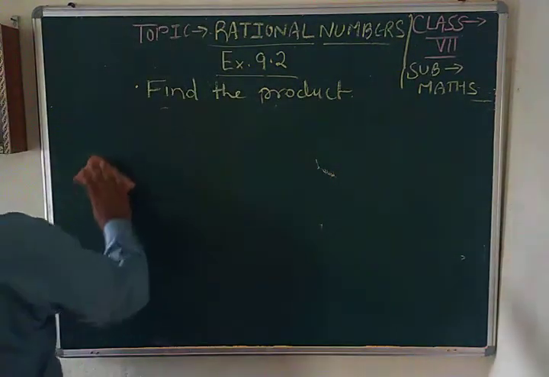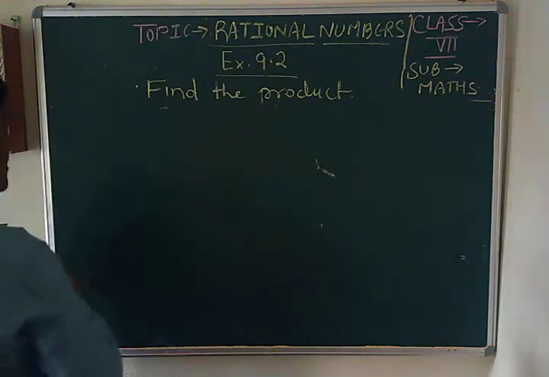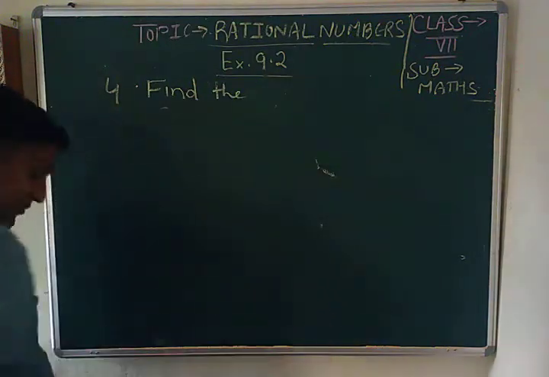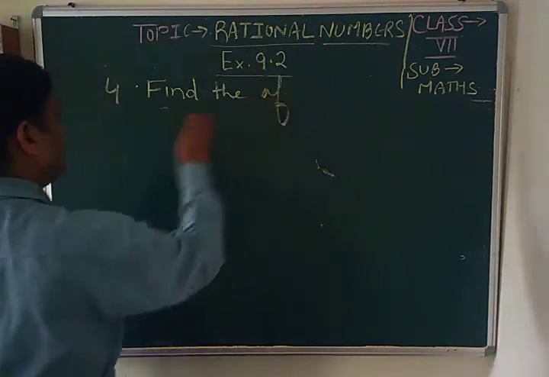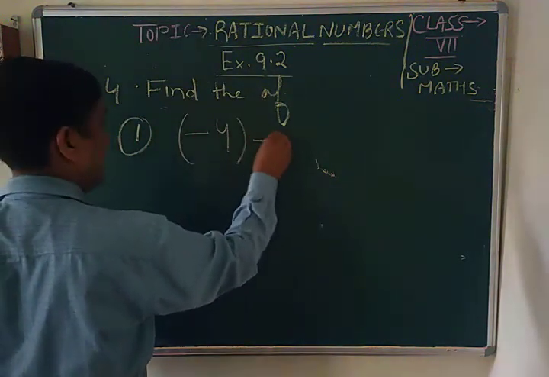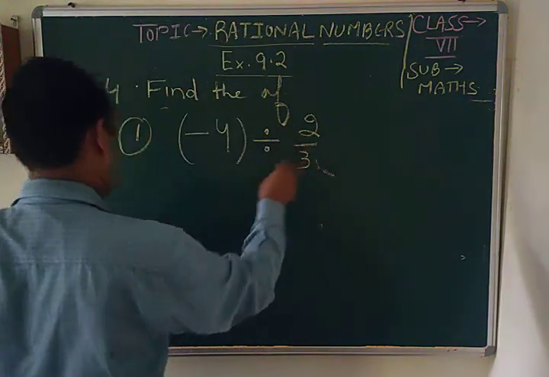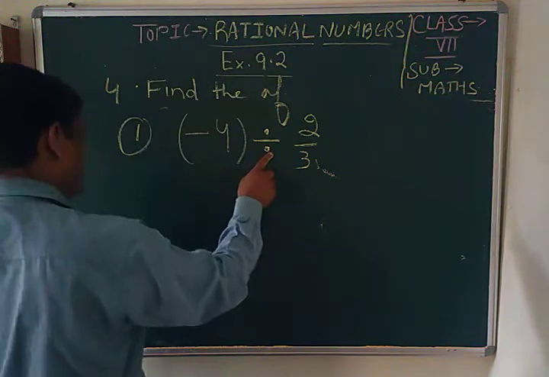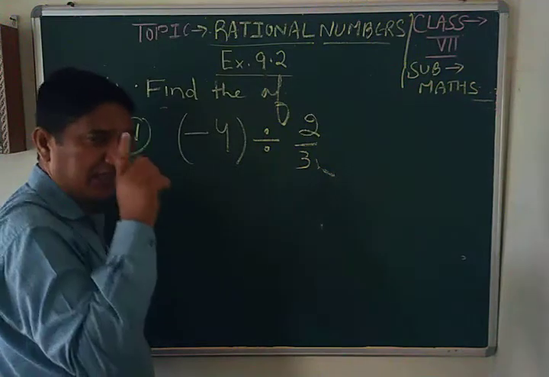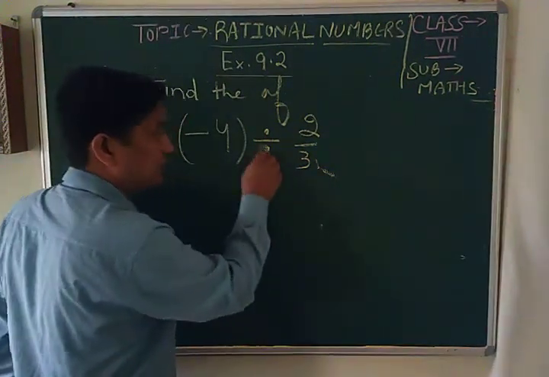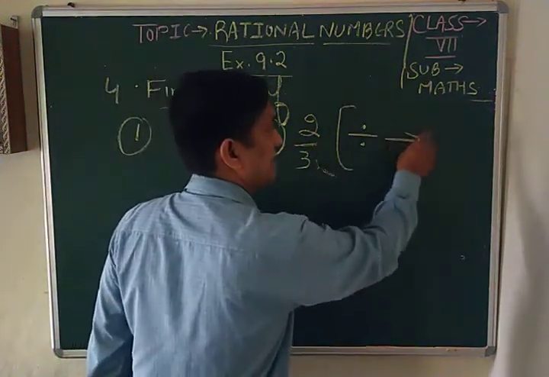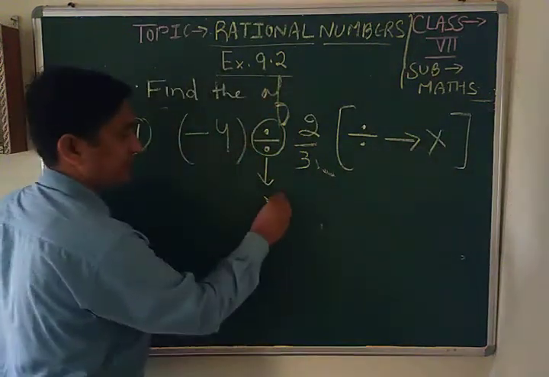Question number 4 is what? Find the value of. First part is minus 4 divided by 2 upon 3. Now children, look, here we have to divide. So children, don't get confused. Here what we will do, the first and the easiest way is what? Listen, you should change this division sign into multiplication.